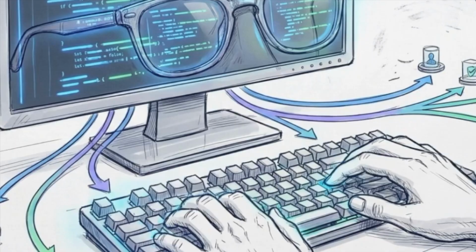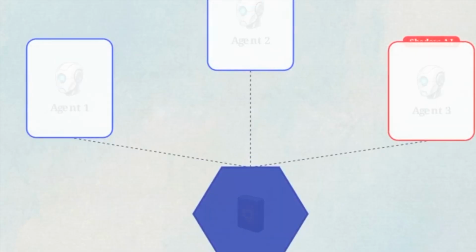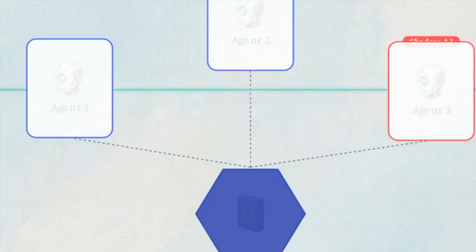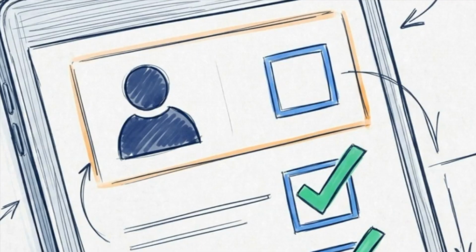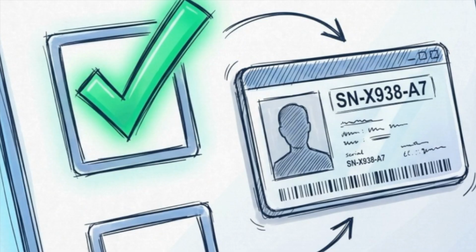Step 1 of this framework requires us to run a baseline audit on the agents already operating in your network, focusing closely on their life cycles and how they manage memory. This checklist outlines our starting point. The first requirement is an identity check. You must ensure every single agent has a distinct, traceable ID and a named human owner responsible for its actions.